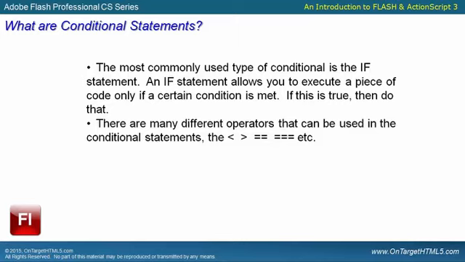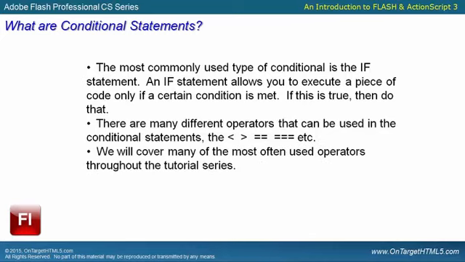Not only does the data have to be the same, but it has to be the same type. So in other words, if I had a value two that's a numeric value, or a number, and I had a two that was inside of a text string, those would not be the same data type. So technically, if I used the triple equal signs, they would not be equal. And you'll see me demonstrate that as we go through our tutorials. We'll cover many of the most often used operators throughout the tutorial series.